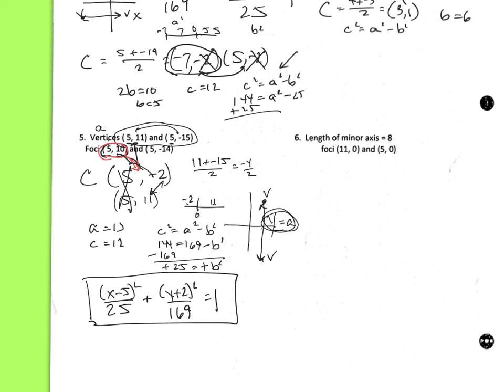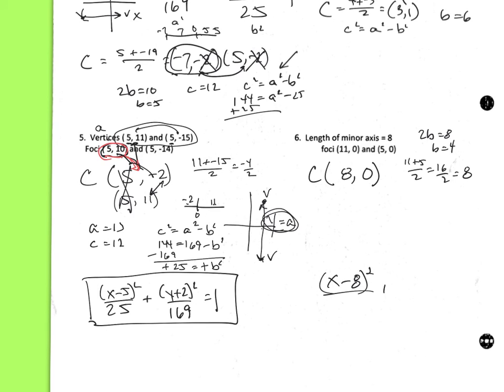For number 6, the length of the minor axis is 8. This is b, so 2b equals 8. We know b right away is 4. We want the midpoint to find the center. So we know the y values match. You don't have to do that. 11 plus 5 divided by 2 is 8. So our center is at (8, 0). You can write 0 or not write 0. That's totally up to you. I'm going to write it just to show you where it goes.